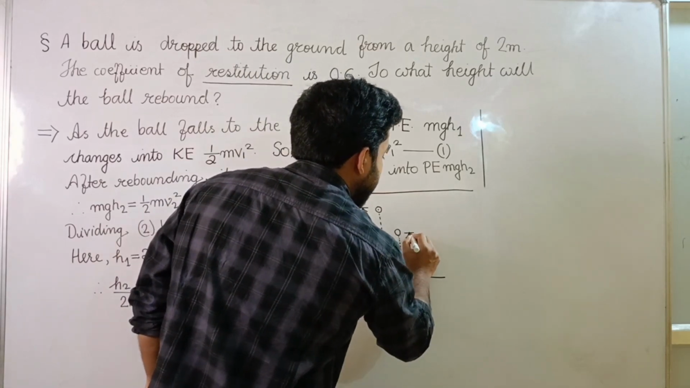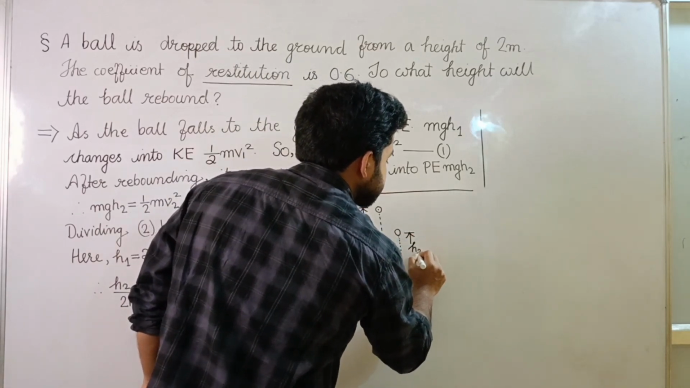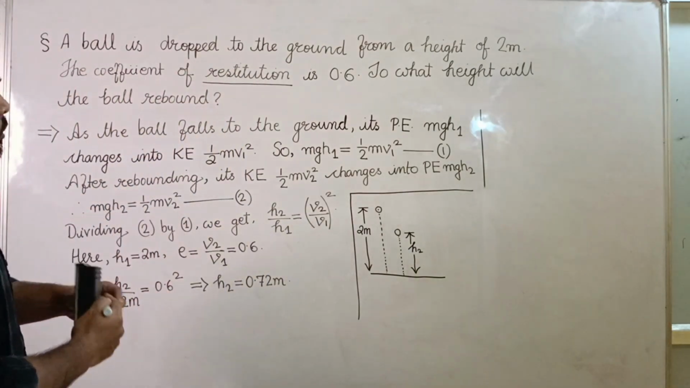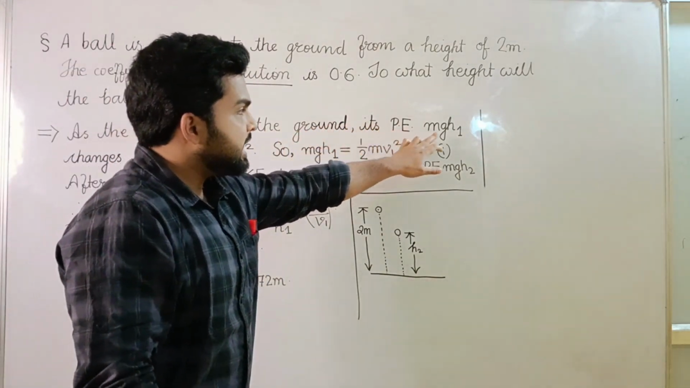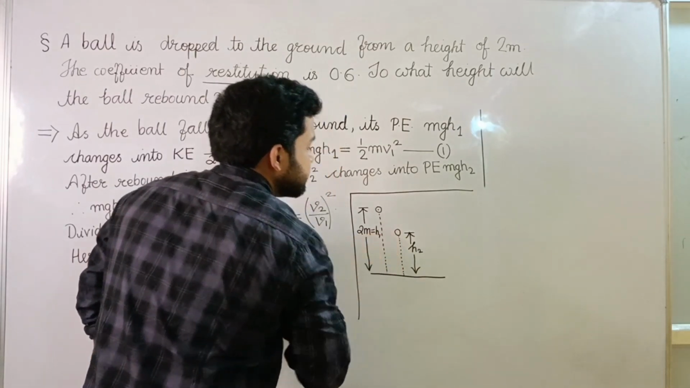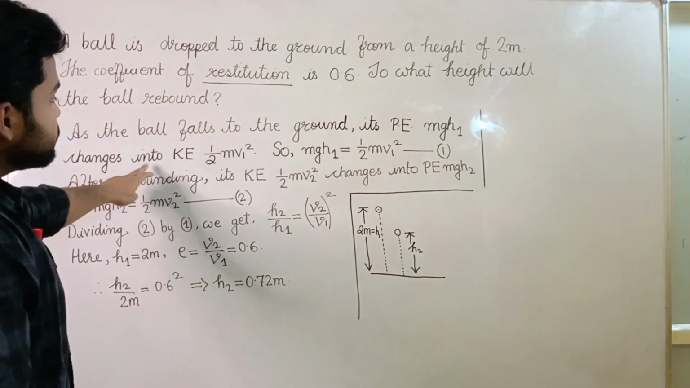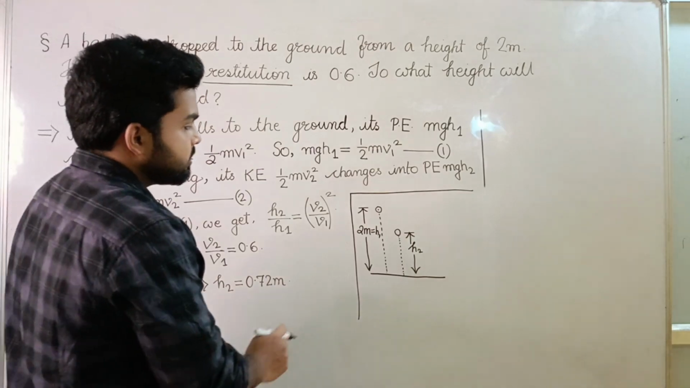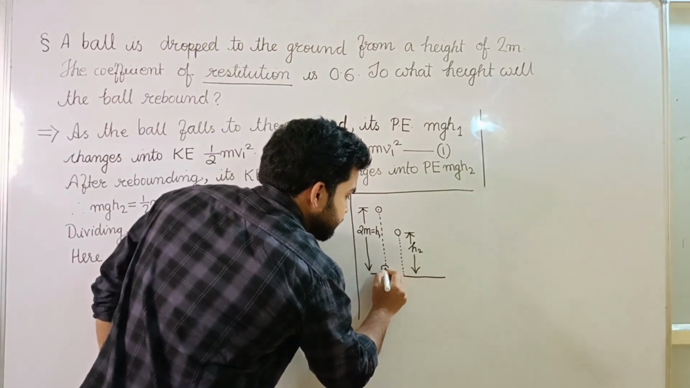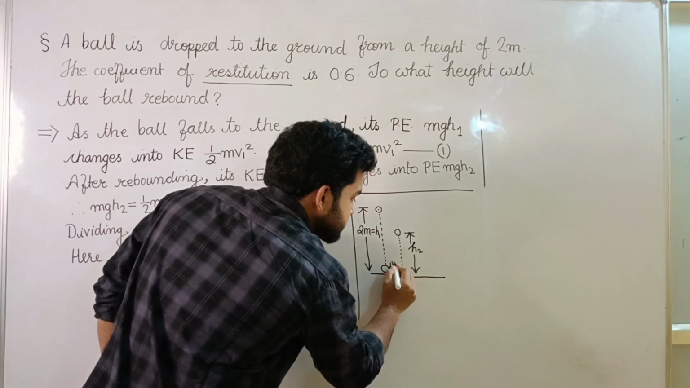Suppose the height up to which the ball rises is h2. As the ball falls to the ground, its potential energy is mgh1, where h1 is the initial height. It changes into kinetic energy, half mv1 square, where v1 is the velocity with which the ball hits the ground.